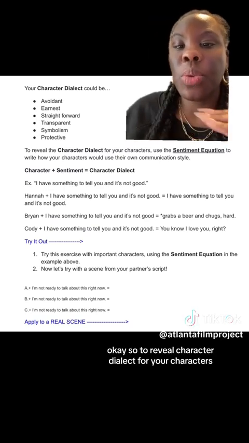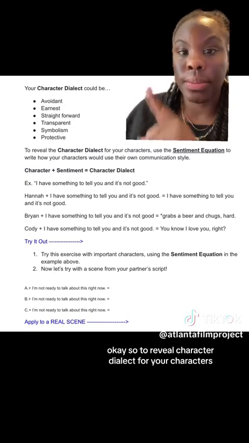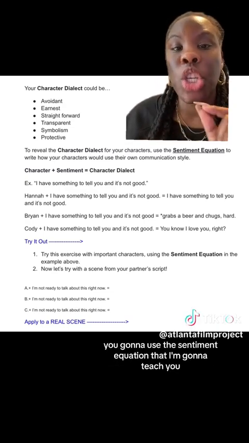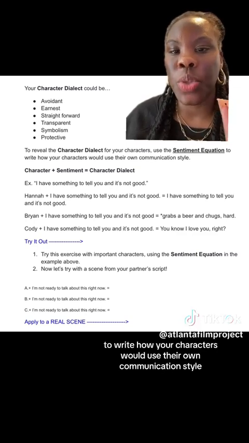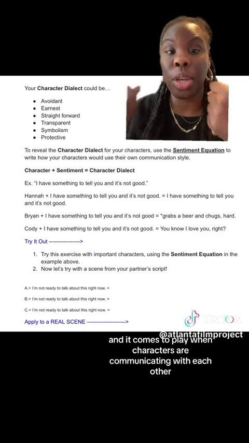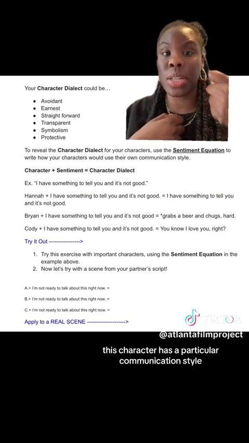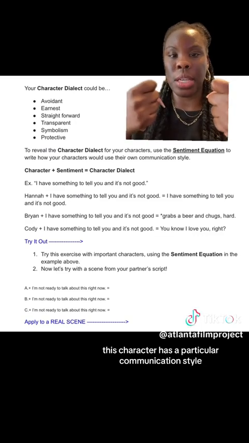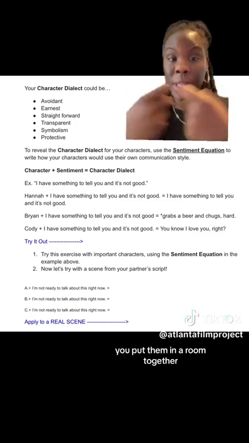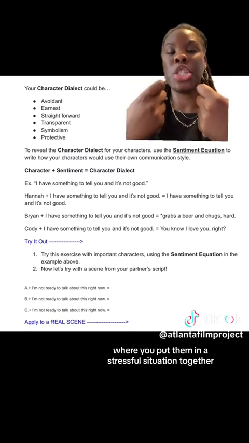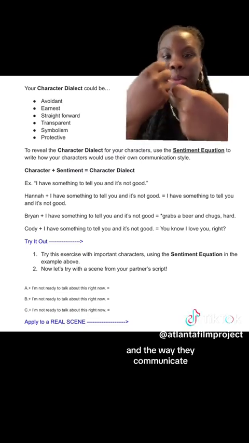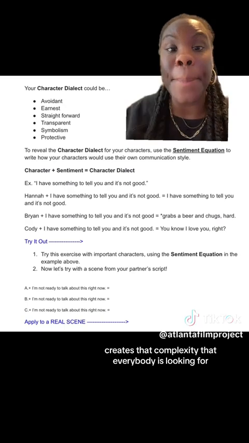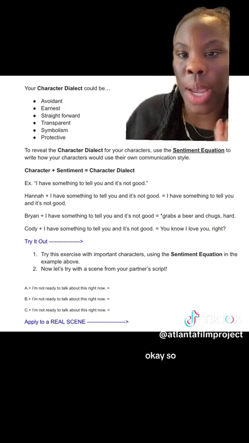Okay, so to reveal character dialect for your characters, you're going to use the sentiment equation that I'm going to teach you to write how your characters would use their own communication style. And it comes into play when characters are communicating with each other. This character has a particular communication style. This character has a particular communication style. You put them in a room together, or you put them in a stressful situation together, or in a happy situation together. And the way they communicate creates that complexity that everybody is looking for, okay?